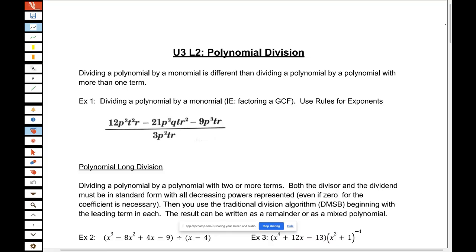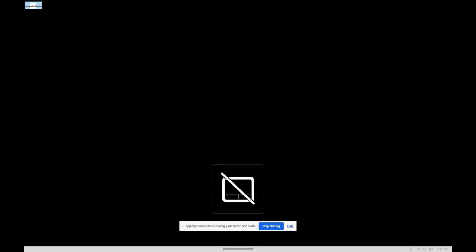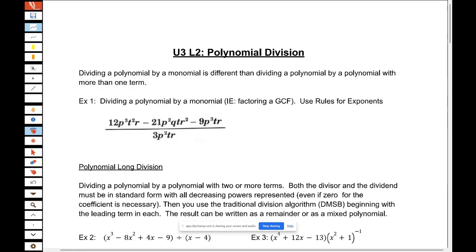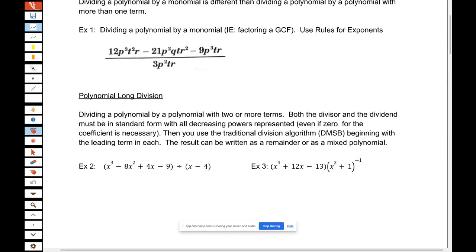So first we're going to start by doing a monomial division, which is just like factoring out a GCF. This should be a review question for you. We are going to divide out 3p squared tr from this expression here. So that means each term is going to be divided by that. But unlike factoring a GCF, we aren't going to write it outside parentheses because we're actually dividing it away, as if we are doing an inverse operation. I like to write it underneath each term. So it's like I'm doing three little monomial problems. It's just easier for me that way.